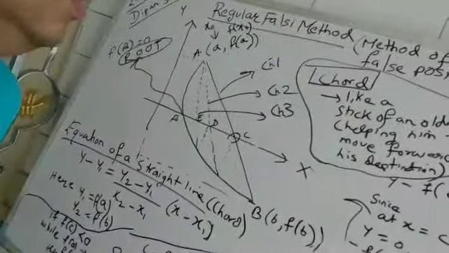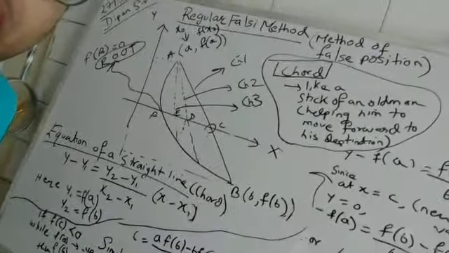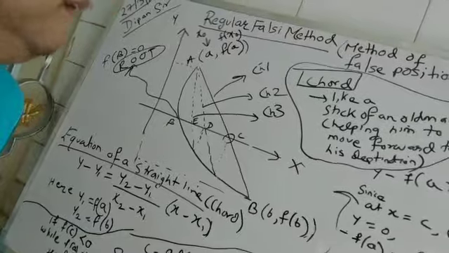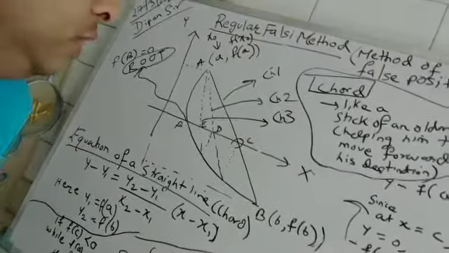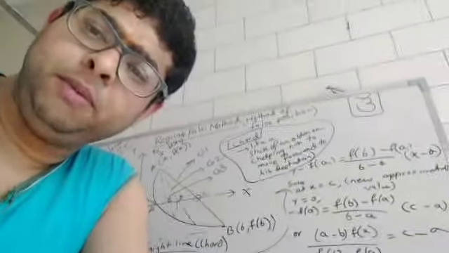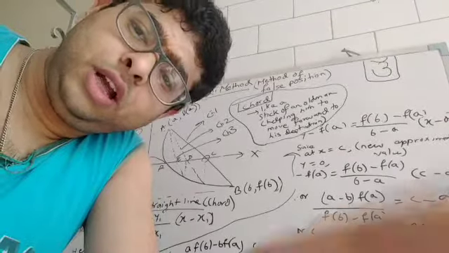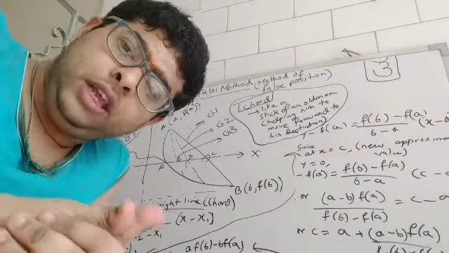This is the basic concept behind the method of false position. It is the Regula-Falsi method. Simple. We are drawing chords, approximating the curve by some chords, and with the help of the chords we are reaching the destination, that is to find the root of an equation.